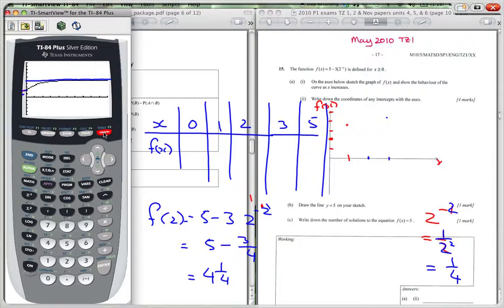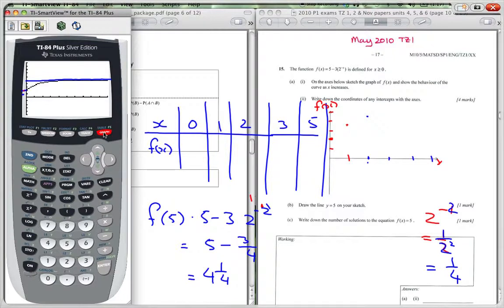Let's just do 5. That should be enough points. Sorry, that 4.25 was for 2, not for 3. So we're going for 3, 4, 5, and we're looking at that one there.